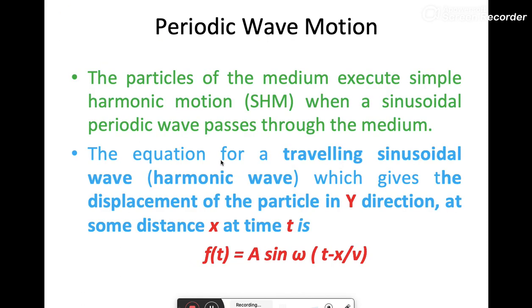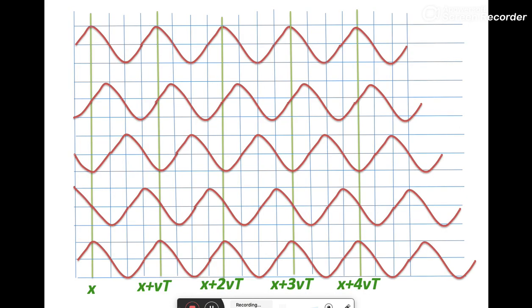Now, the particles of the medium execute simple harmonic motion when a sinusoidal periodic wave passes through the medium. The equation for a traveling sinusoidal wave, which gives the displacement of the particle in y direction at some distance x at time t, is y is equal to A sine omega t minus x upon v. We had discussed this. Now see, here this figure shows the shape of wave motion. See, here the sinusoidal wave motion as time passes.